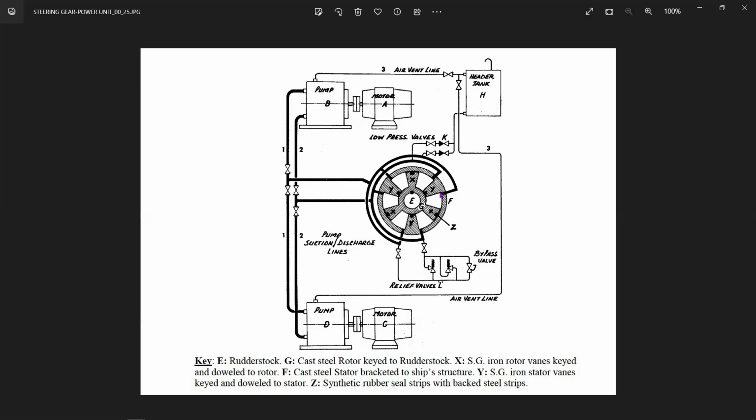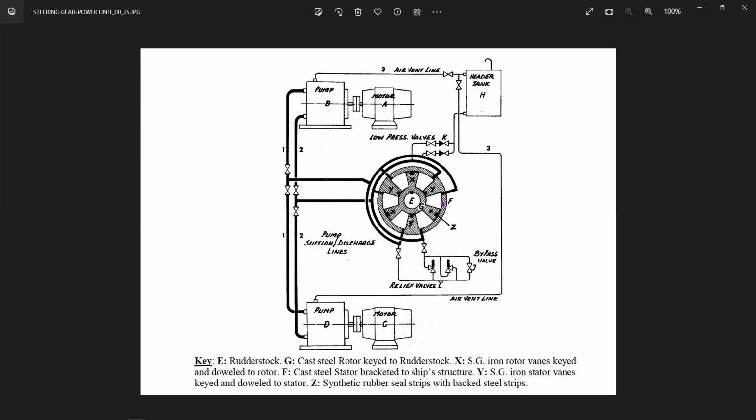Rudder stroke is E. What you see here, cast steel rotor key to the rudder stroke. Okay, this one E. Along with that, your steering gear, iron rotor vanes, cast iron rotor vanes. Entire thing is cast iron. Okay. Keyed and doweled to the rotor. As I said, there is a dowel arrangement, and then there is keying also of the rotor. Okay. Cast steel stator back to the ship structure.